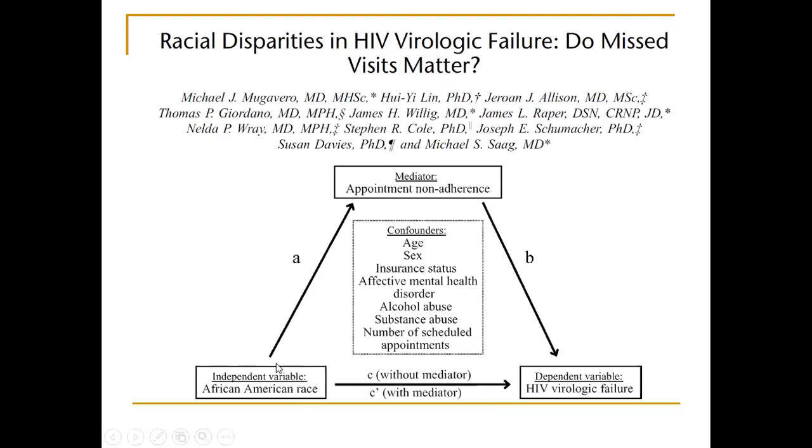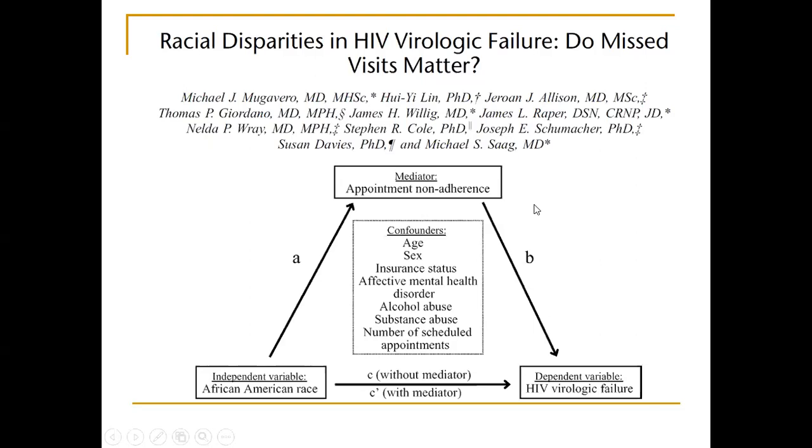So looking at, does African American race and viral failure, is it mediated by appointment non-adherence when adjusting for these confounders? And in this analysis, we found there was attenuation of the effect size. We used this methodology that Jerome Allison had discovered to say, here's roughly the proportion of effect that is explained by missed visits or appointment adherence in mediating the relationship between African American race and viral failure.